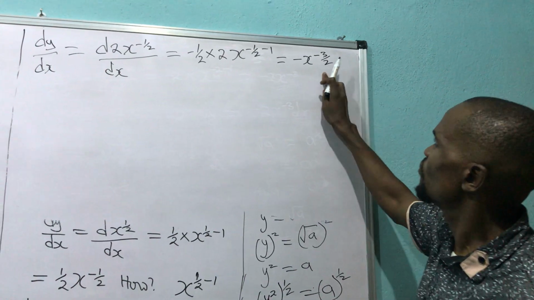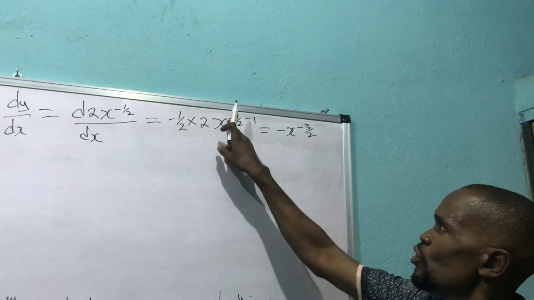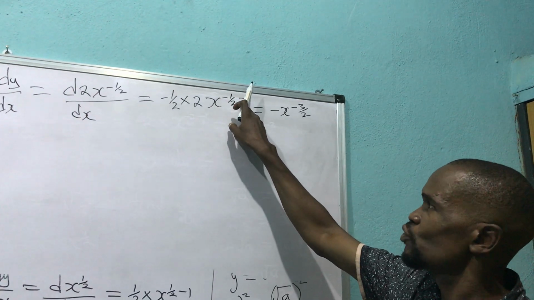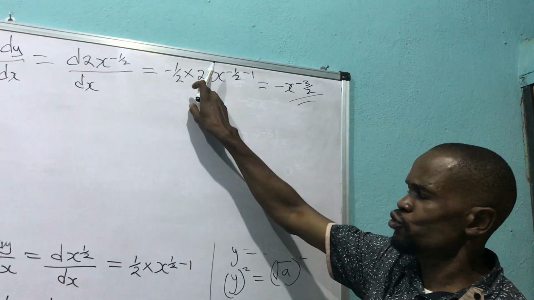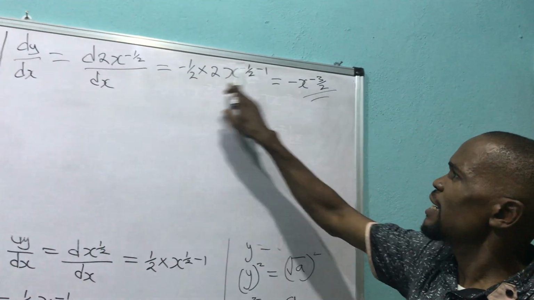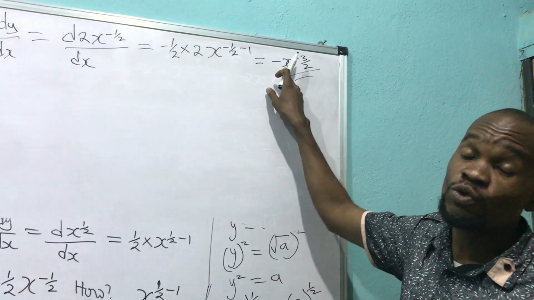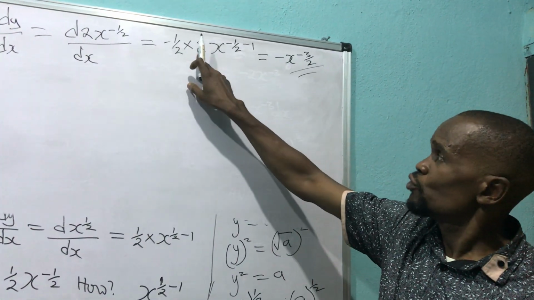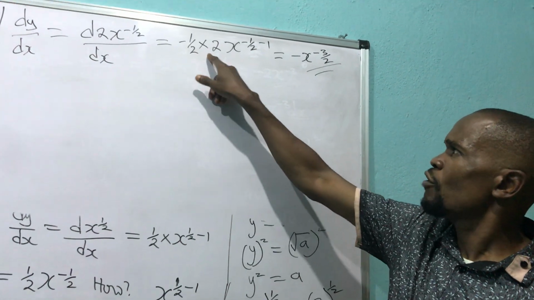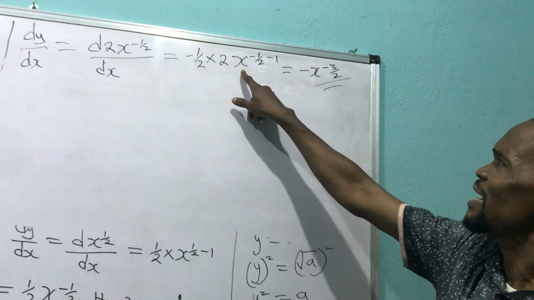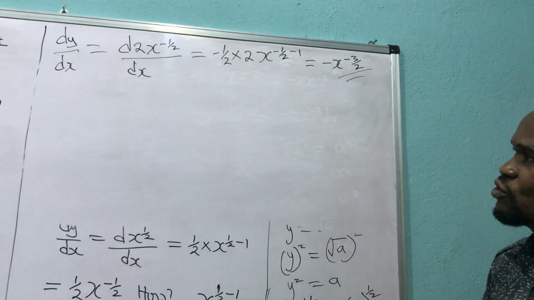Minus 1 over 2 minus 1 gives minus 3 over 2. And half of 2 will give me 1, so minus 1 times x will give me minus x. And this gives me minus x raised to the power minus 3 over 2.